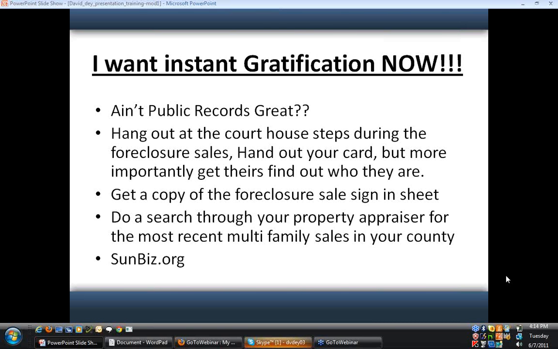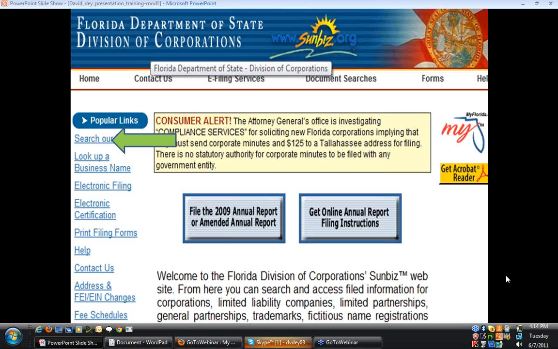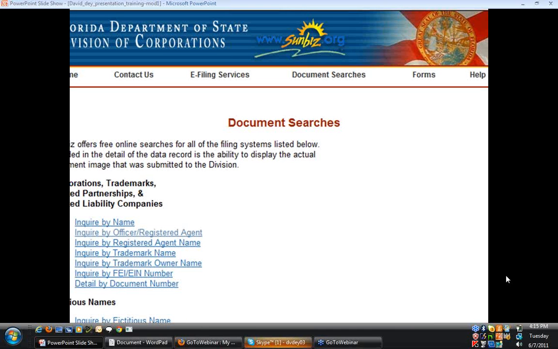This right here is an actual picture of sunbiz.org, or the Florida Department of State, the Secretary of State, the Division of Corporations. And right here, this is the website, and I can actually search their database. So I'm clicking on the link, search our database. When I do, the option comes to inquire by name, by registered agent, by trademark, and so many other options. Well, we're going to go ahead and we're going to inquire by name.